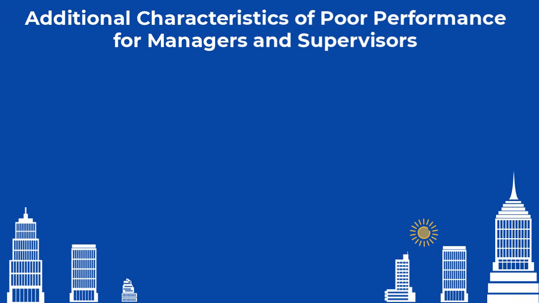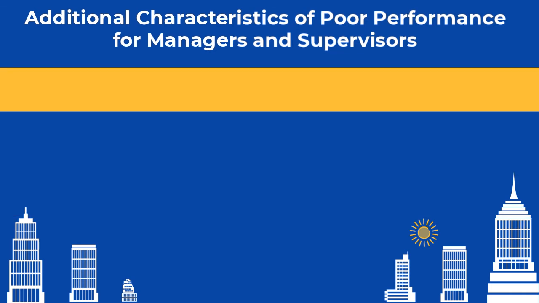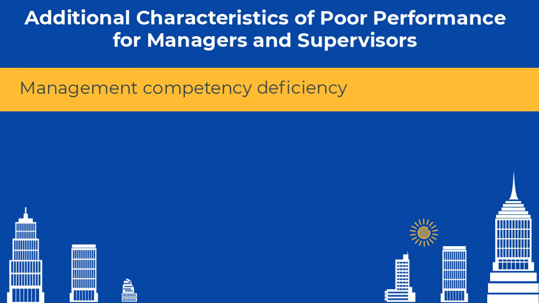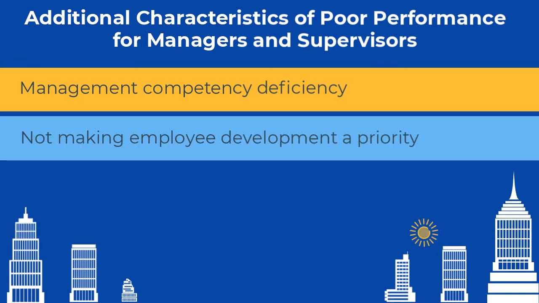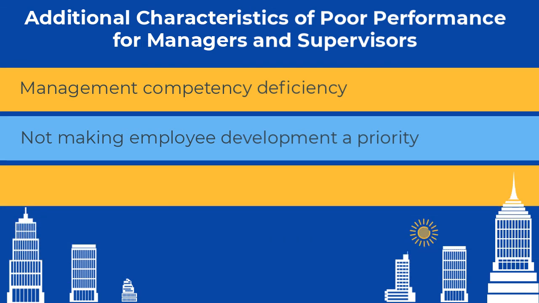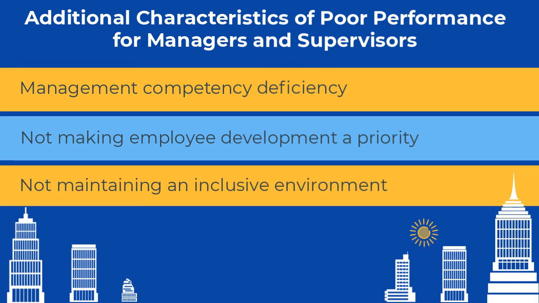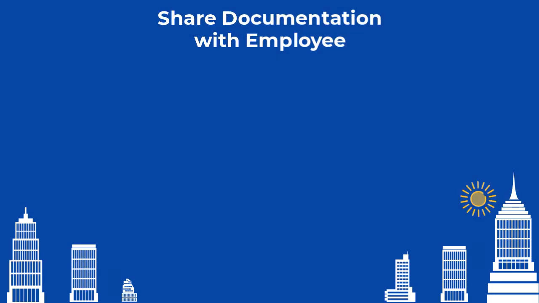Managers and supervisors can also have performance issues. Additional characteristics of poor performance should be referenced and include not meeting one or more expectations of agency management performance competencies, not making employee development a priority through the effective use of the performance system, and not maintaining an inclusive environment.